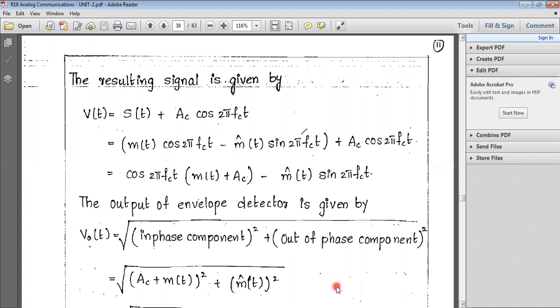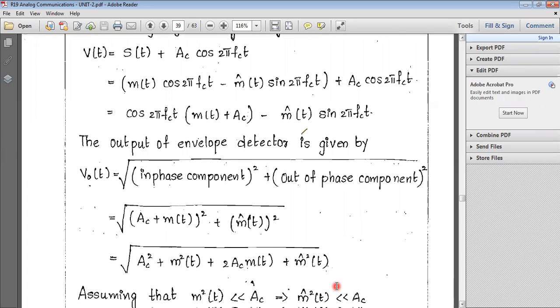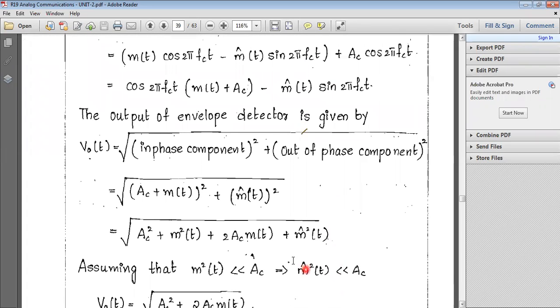Now take the in-phase component square. So what is the in-phase component here? m of t plus AC. So therefore you write AC plus m of t whole square, plus, what is out of phase? Out of phase is m cap of t. So therefore m cap of t whole square.